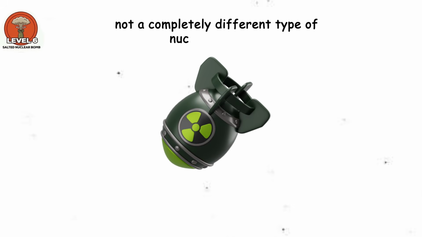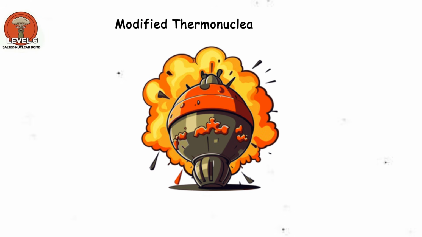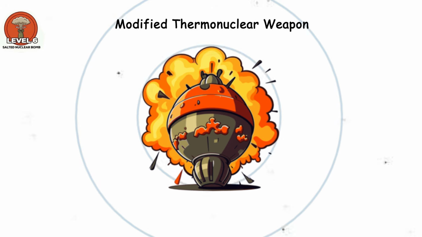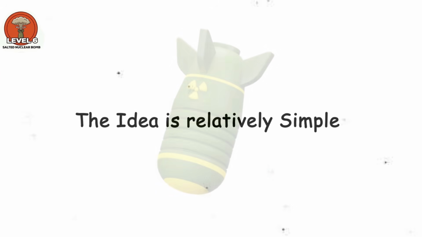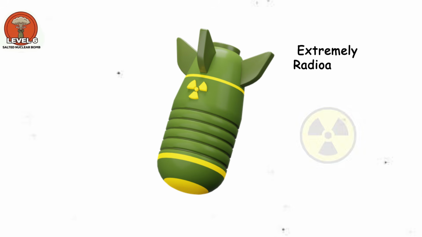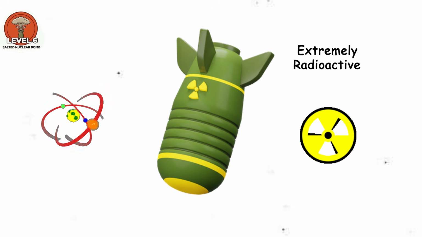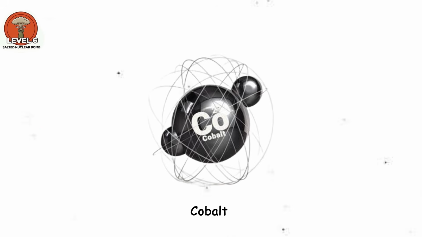A salted bomb is not a completely different type of nuclear reaction. Instead, it is a modified thermonuclear weapon designed to produce massive amounts of long-lasting radioactive fallout. The idea is relatively simple. Surround the nuclear weapon with materials that become extremely radioactive when exposed to the intense neutron radiation from the explosion. One commonly discussed example is cobalt.